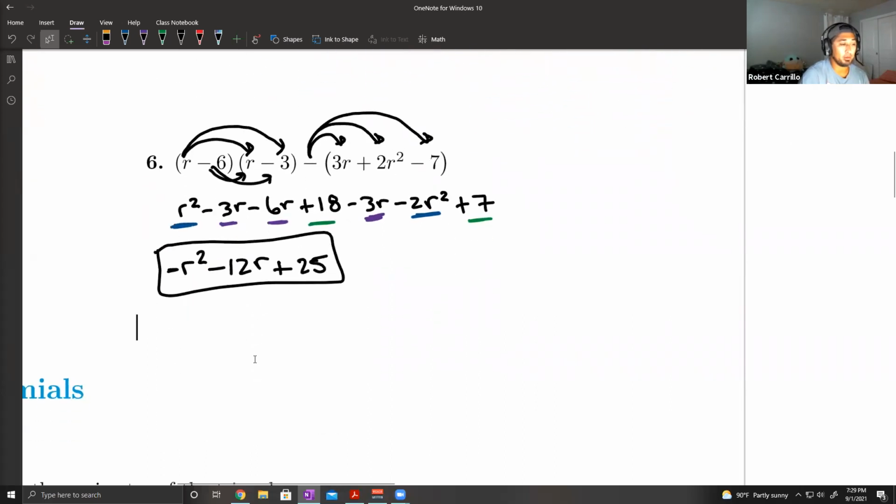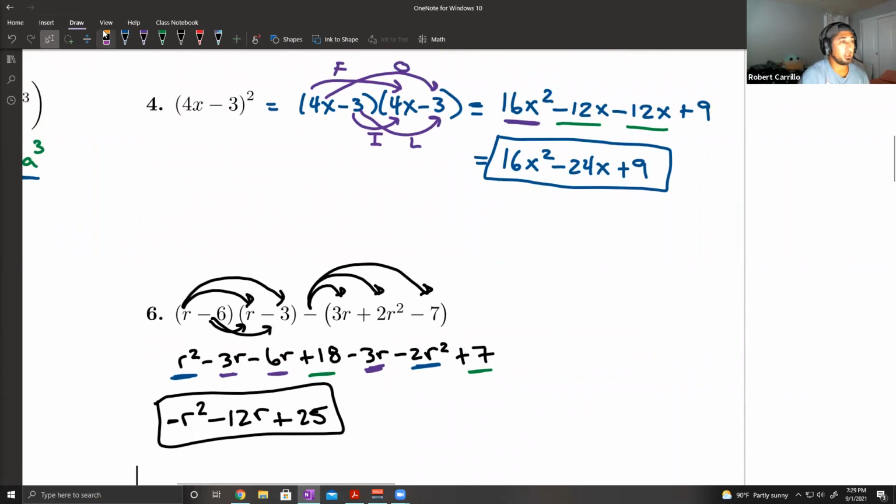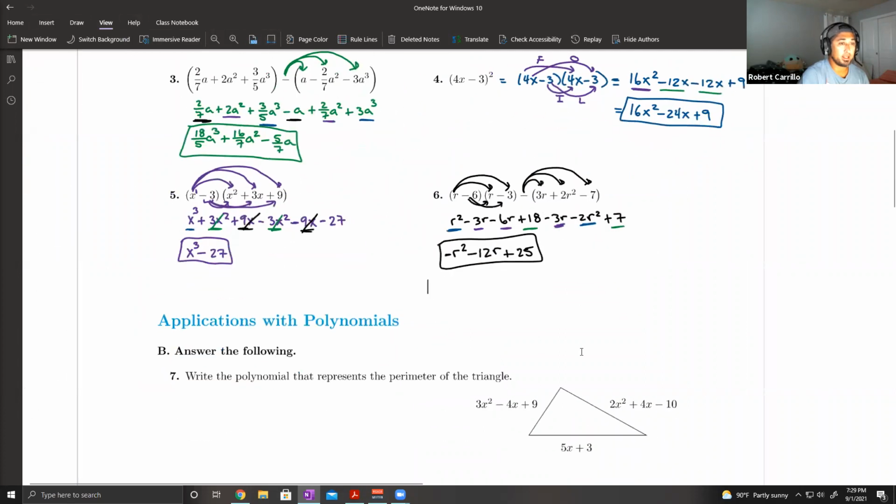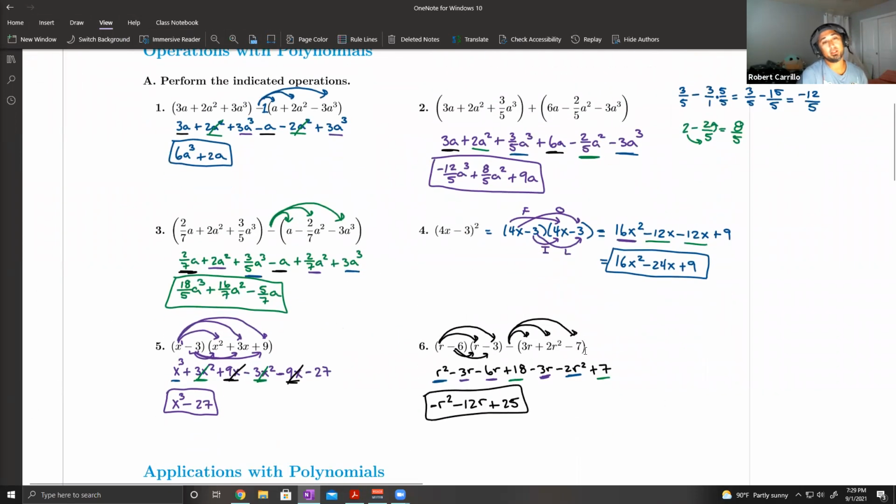Okay. So, any questions? Let me zoom out a bit. I'll move it like that. Any questions on this page? Nope. Okay, let's keep moving then.